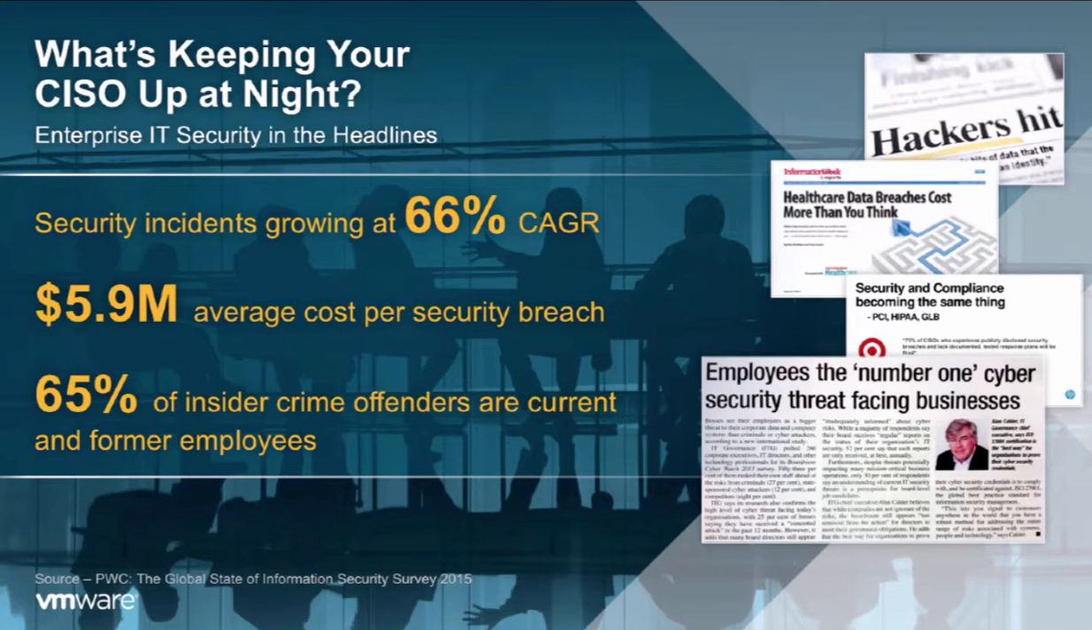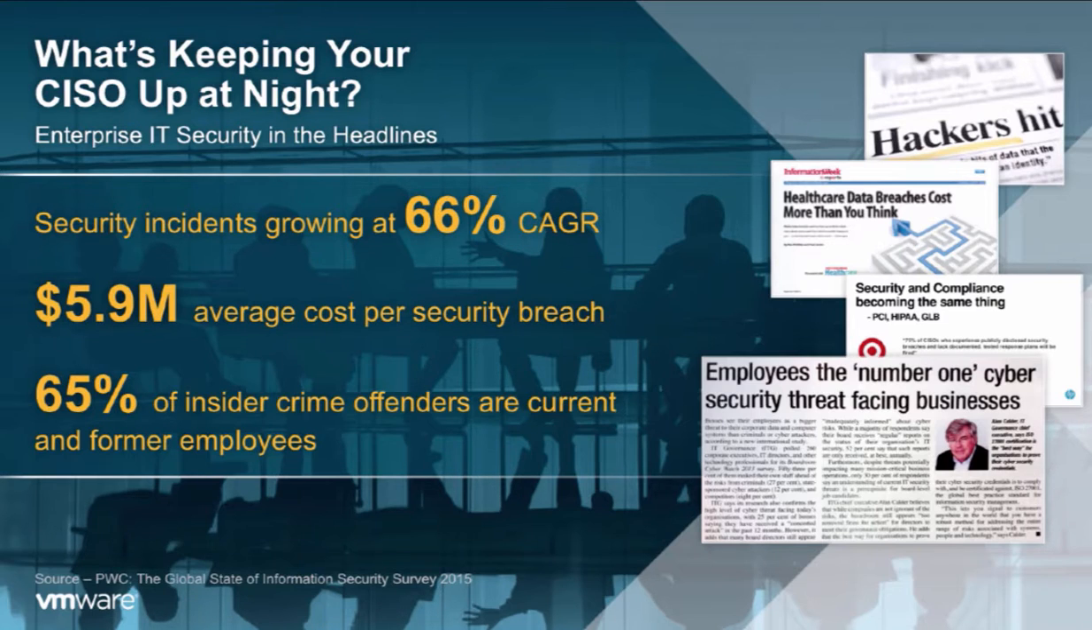PricewaterhouseCoopers did a survey in 2015 called the Global State of Information Security. And they found that security incidents have a compound annual growth of 66% right now, at an average of over $5.9 million per breach. That number is actually going up. I just saw another statistic that put that at $7 million per breach. So we're seeing these numbers rise, not go down, unfortunately.